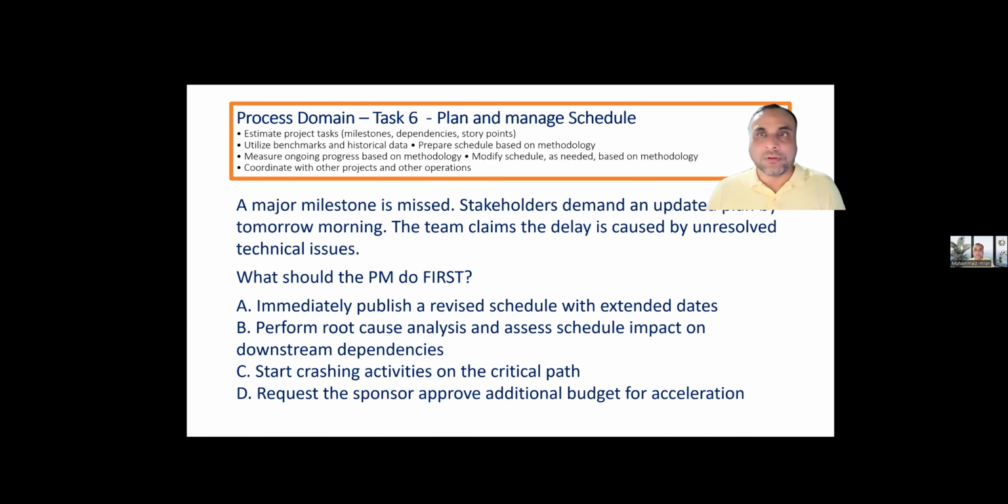Very good. Next, a major milestone is missed. Stakeholder demands an updated plan by tomorrow morning. Team claims the delay is caused by unresolved technical issues. The blame game. What should the PM do first? A: Immediately publish a revised schedule with extended dates. B: Perform root cause analysis and assess impact on downstream dependencies. C: Crashing activities on critical path. D: Request the sponsor approve additional budget for acceleration.